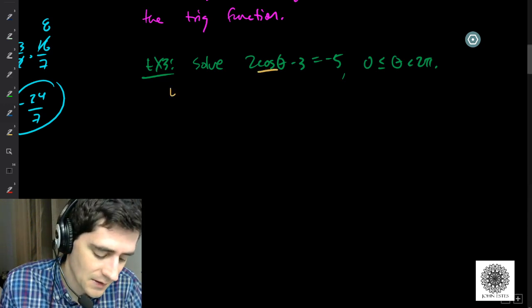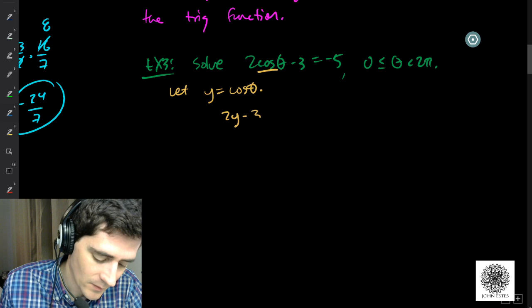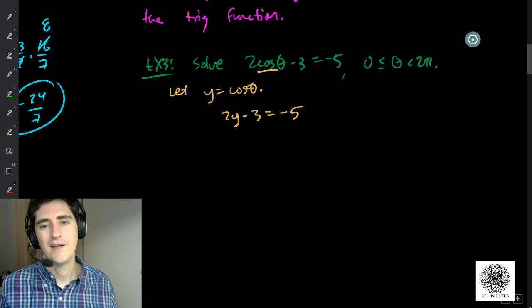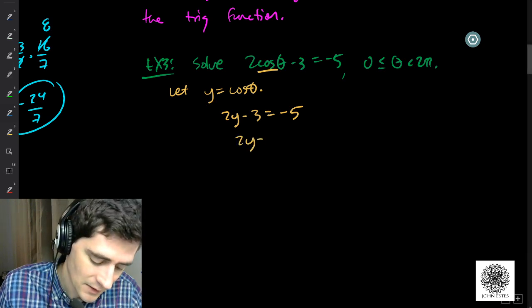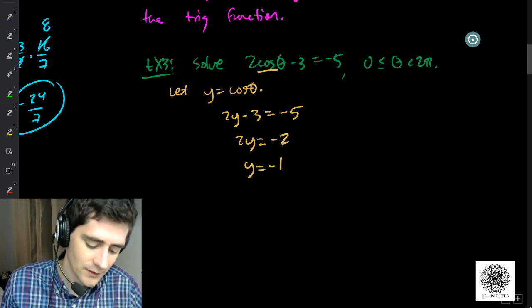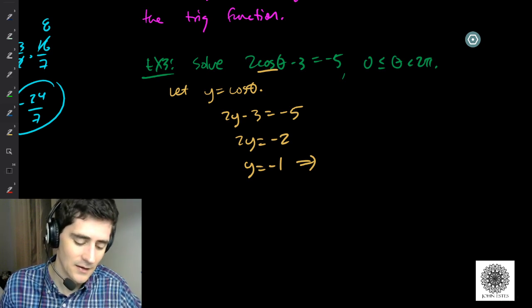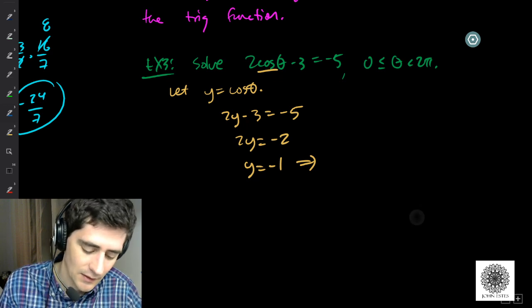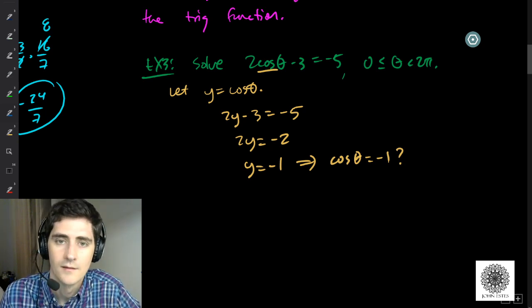So what I'm going to say here is, let me get a good variable, how about y to be cosine theta? And so now my equation becomes 2y minus 3 equals negative 5. I can solve that pretty easily for y using just basic algebra. That means 2y equals, adding 3 to both sides, negative 2. So y equals negative 1. So the question, 2 cosine theta minus 3 equals negative 5, is kind of a goofy way of saying, can I just solve cosine theta equals negative 1? Okay, that's what we're looking for.